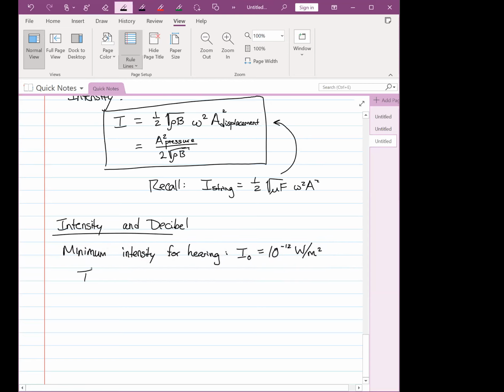You can also measure how much intensity you would need before the sound was so loud that it started to hurt. Like you're really, really close up to a speaker at a rock concert, or you're next to a jet engine or whatever. So what's the threshold for pain? The threshold for pain, maybe we call it I sub pain, is about 1 watt per square meter. And so anything between these will just be a sound.